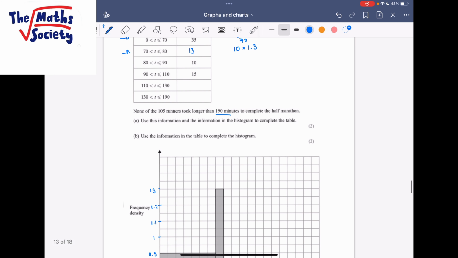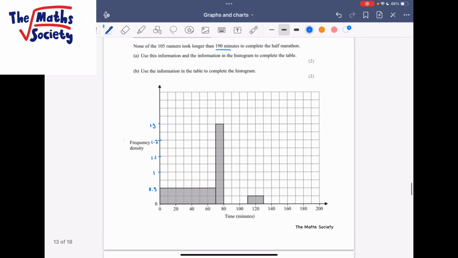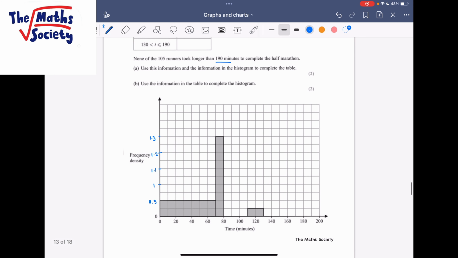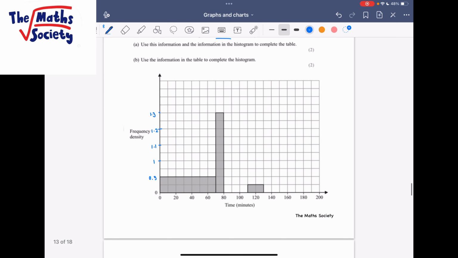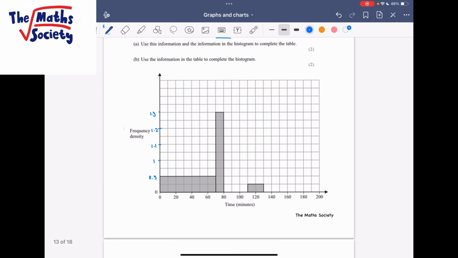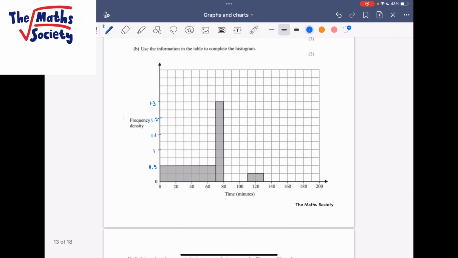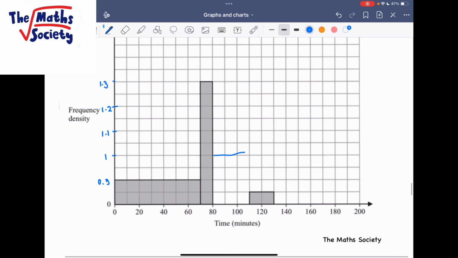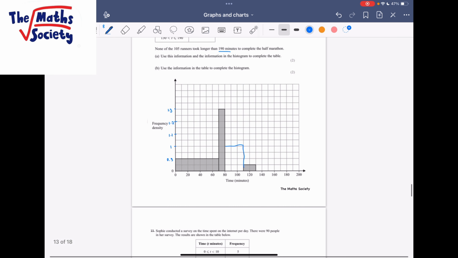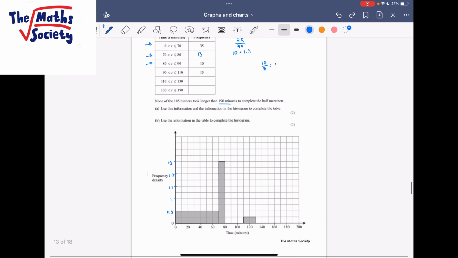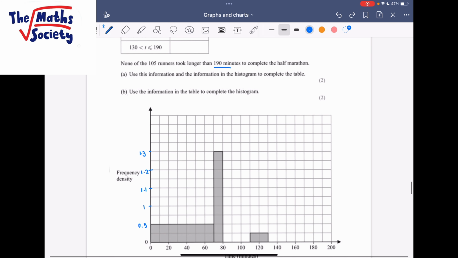And then the other one was that they haven't drawn the histogram for this one, which is 80 to 90. That's a 10 divided by 10, basically frequency density of just 1. So basically it's just going to be a frequency density of just 1. It should be just right here. So 80 to 90. It should be just here.